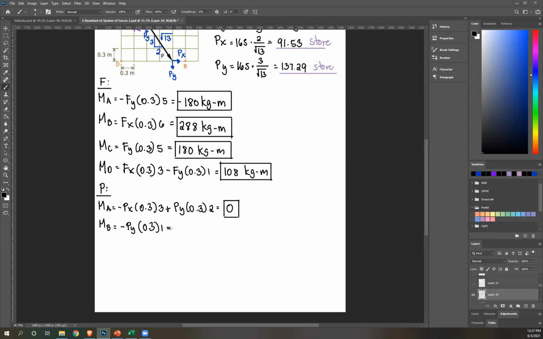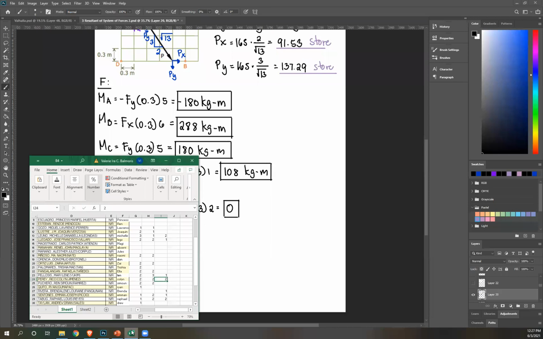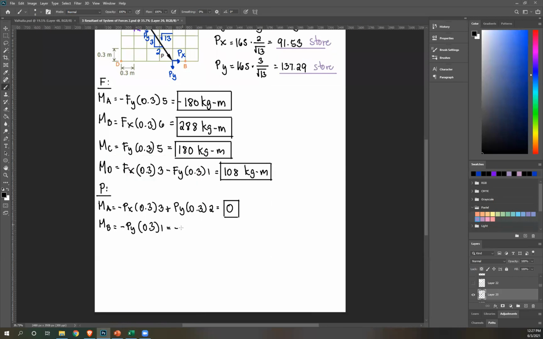Correct, Marilyn and Francisco. So MB is negative 41.19. Unit is kilogram meter.